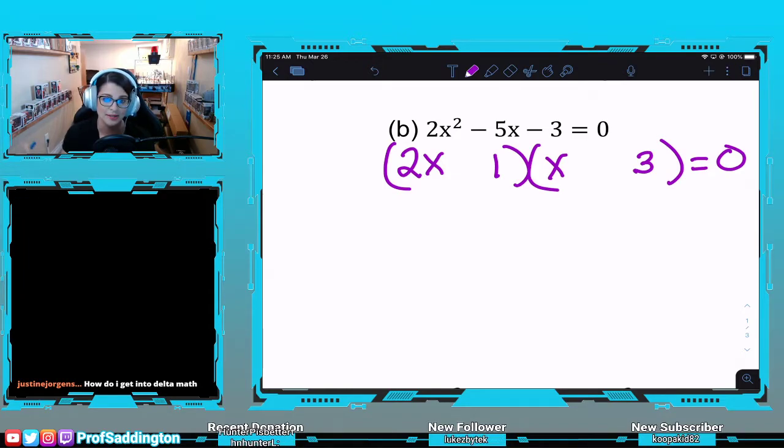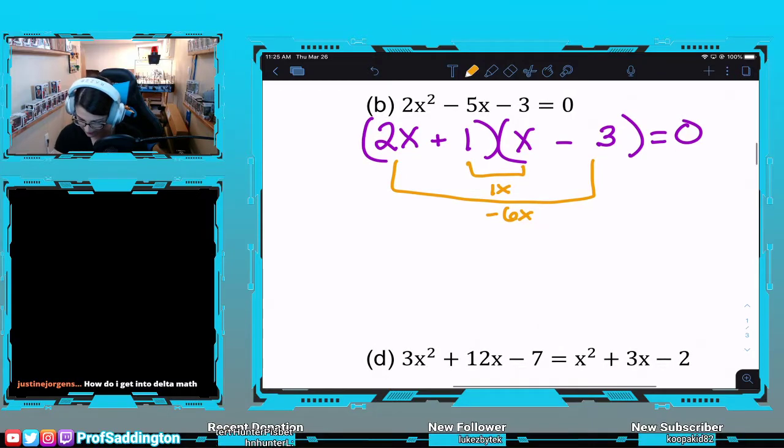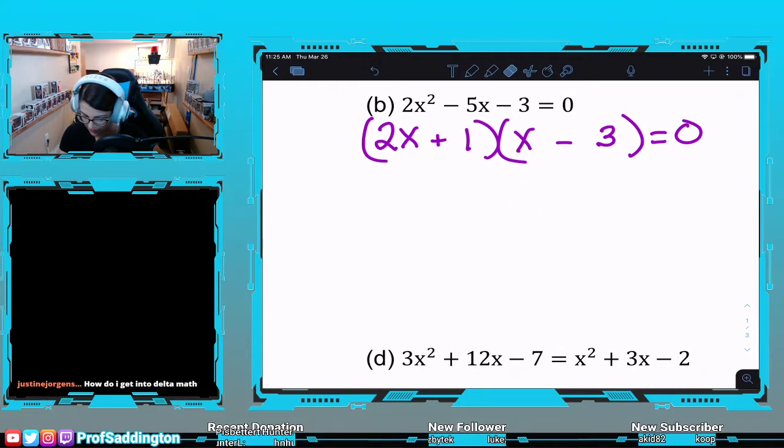And since I want it to be a negative 5, we're going to do 2x plus 1 and x minus 3. And if I wanted to check that really quick, I could. This is going to give me 1x, and this is going to give me negative 6x. So I see right there that I am going to get negative 5. Okay. So I'm just going to erase that so I can drop my t-chart, but I wanted to show you that it truly does work.